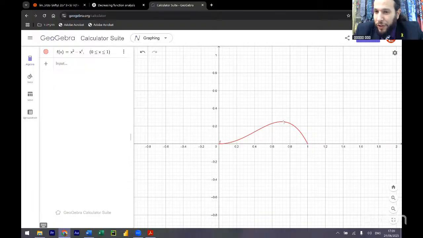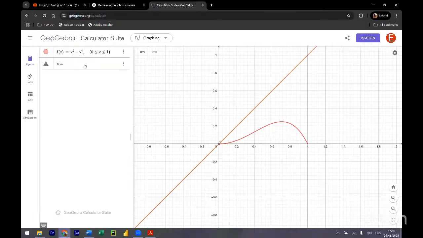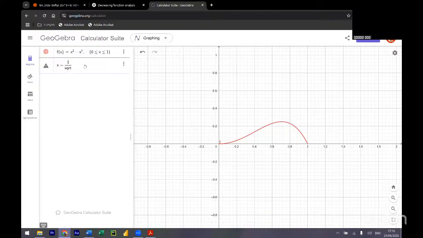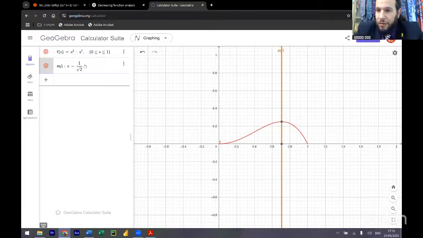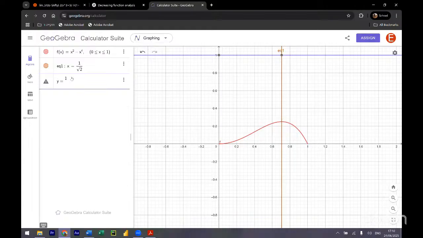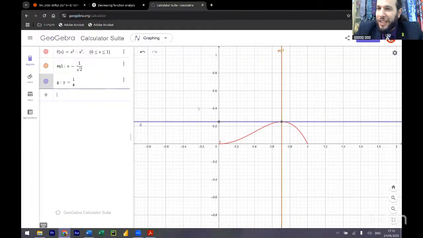Where is this point? Where is the maximum? What is the x value here? 1 over root 2. Exactly. Right? And what is the y value there? 1 over 4. Exactly. You see, we actually find out things this way.